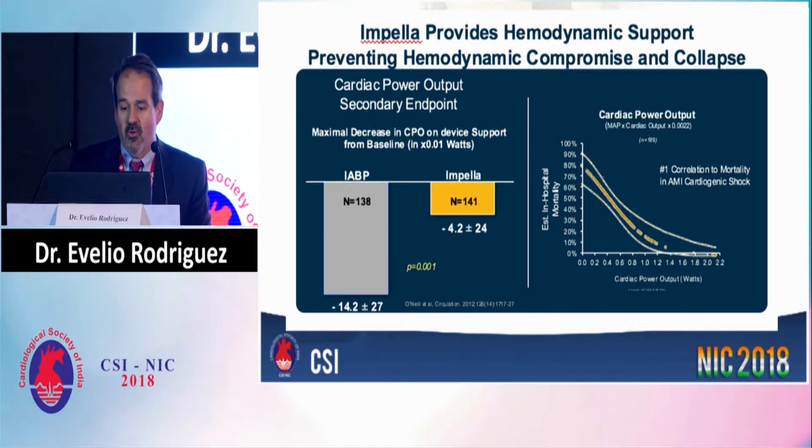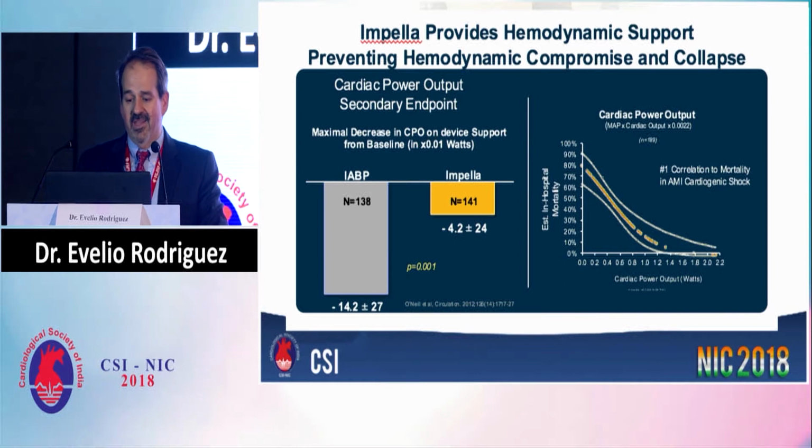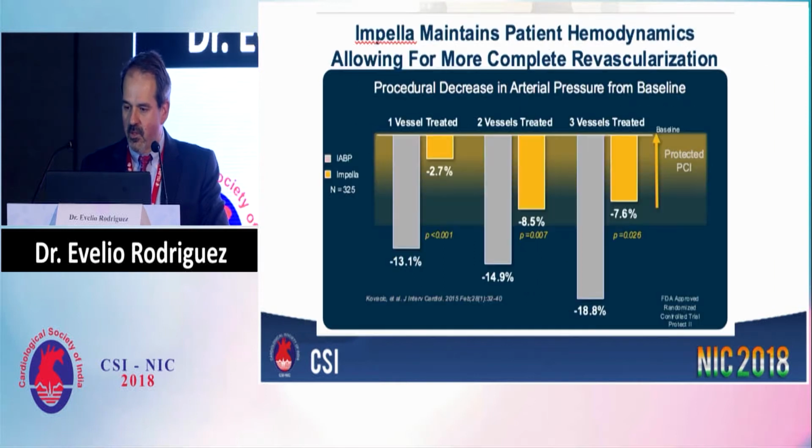And the cardiac power output, as you guys know, is the mean arterial pressure times your cardiac output times 0.002, basically is maintained. And that improving cardiac power output has been shown to be the most correlated with improved mortality.